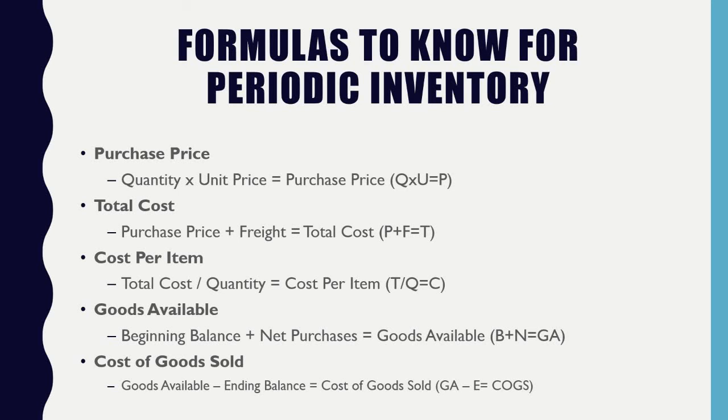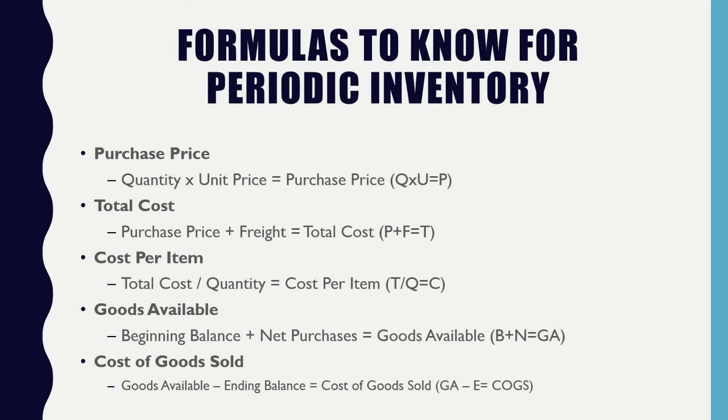Now, this will make sense once we dive into our example, but goods available is pretty much a total of how much items you have available to sell. That's all that is. And then we're going to be looking at cost of goods sold. Cost of goods sold is going to be your goods available minus your ending balance.